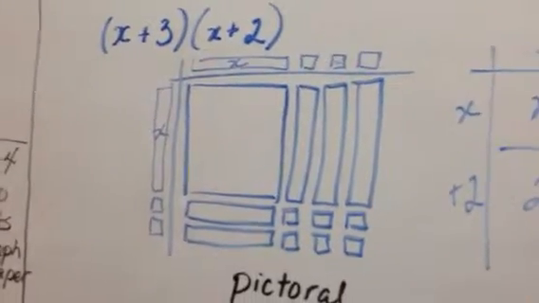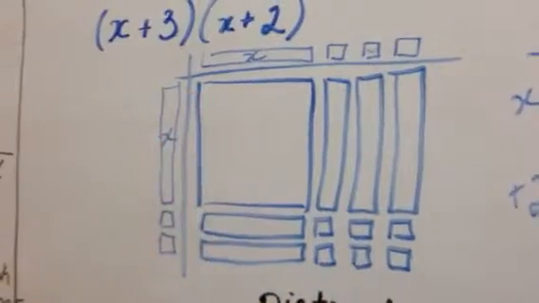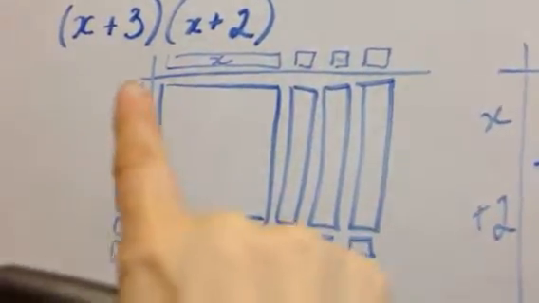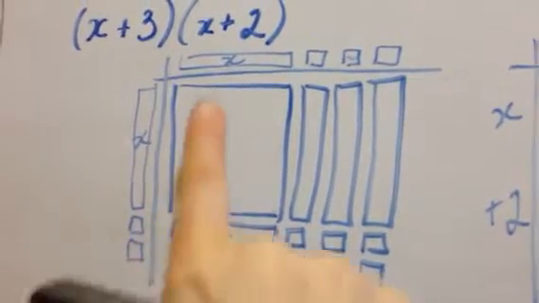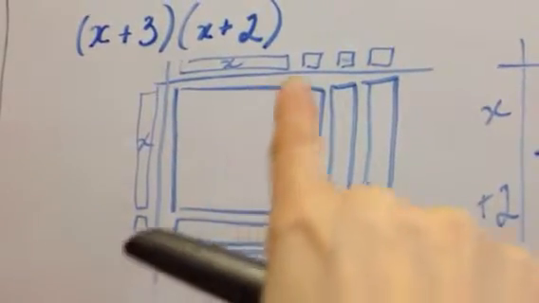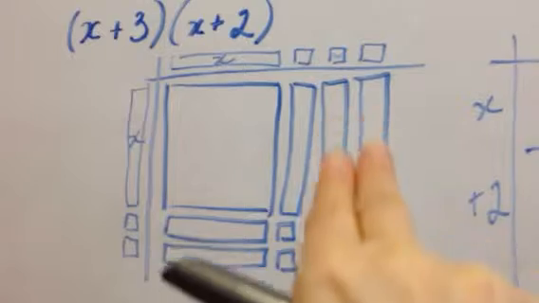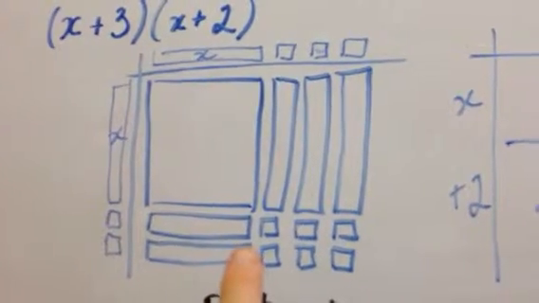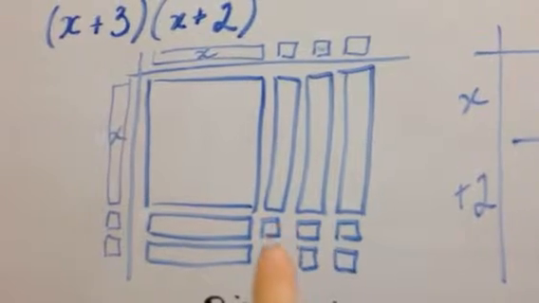So here what I've done is try to mimic what we've just done on the other part of the board. This is my x plus 3 dimension. This is my x plus 2 dimension. When I multiply them, I get an x squared, 3 rods of x, 2 rods of x down horizontally, and there's the 6.